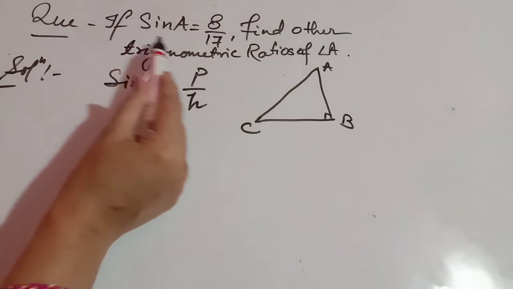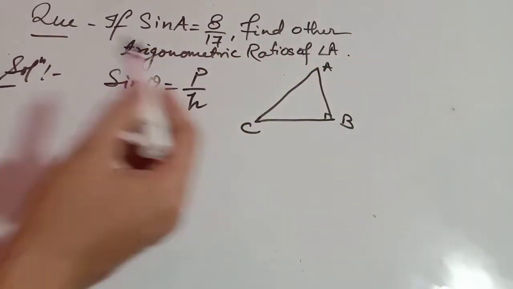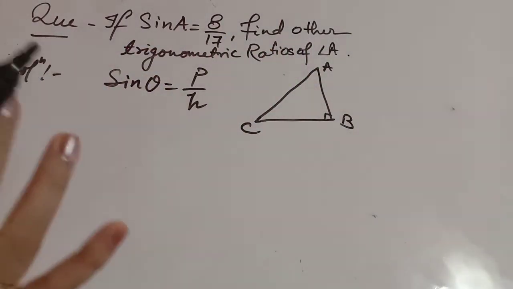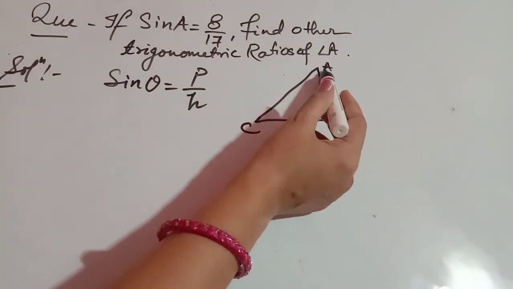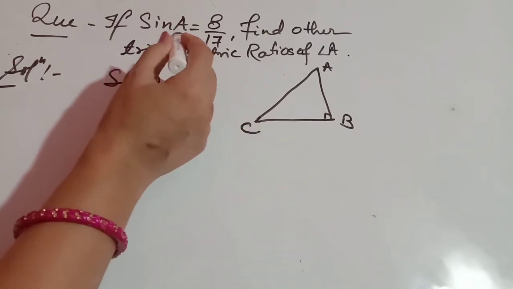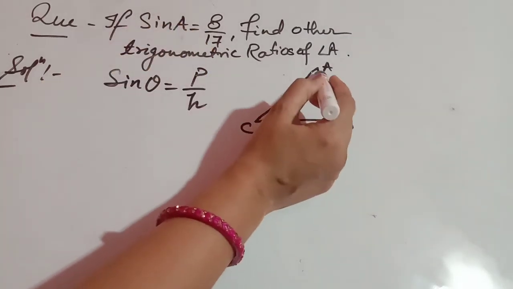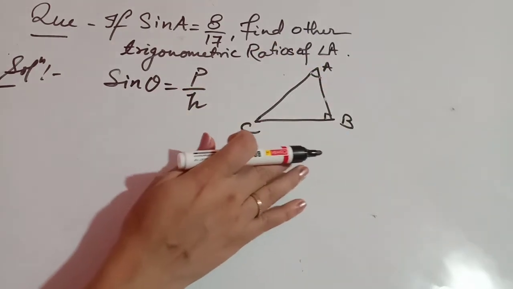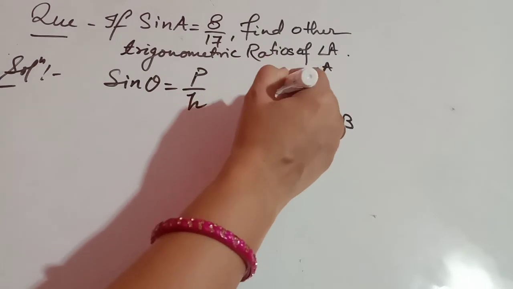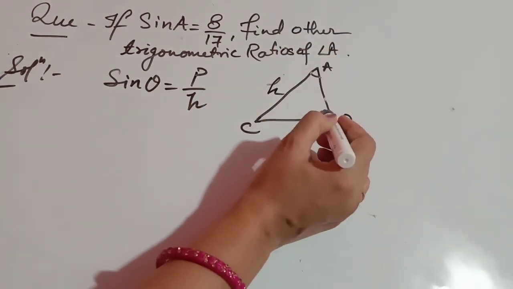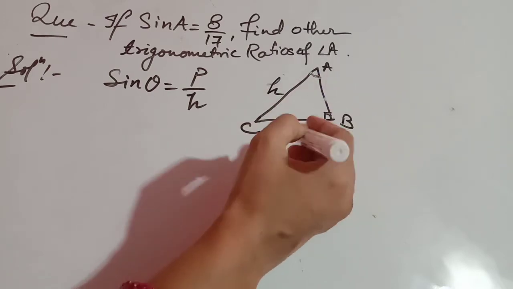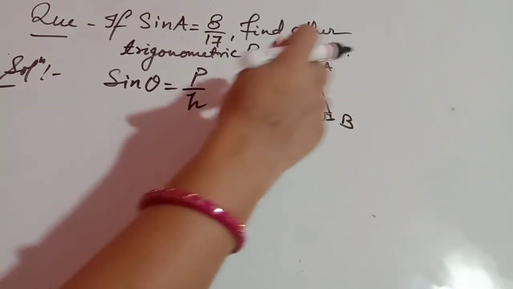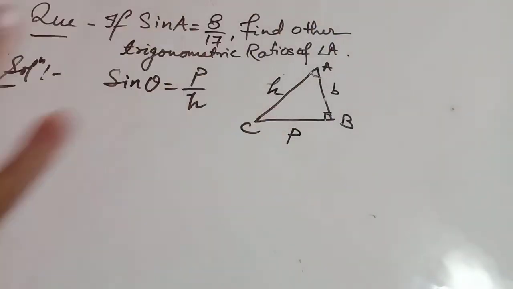First question: if sin A is equal to 8 by 17, find the other trigonometric ratios of angle A. First you make a small right angle triangle, right angle at B. This is your A and C, and the question is based on angle A. As you know the angle, first you write down all three things: base, perpendicular and hypotenuse. This is the hypotenuse, always in front of 90 degrees, the longest side, and your angle is A, so BC is considered as P, perpendicular, and AB is your base, B.